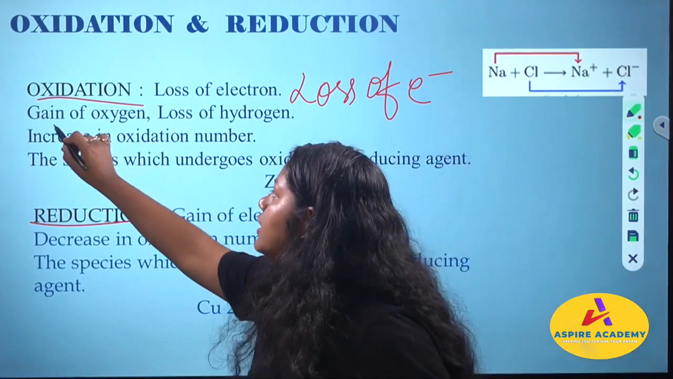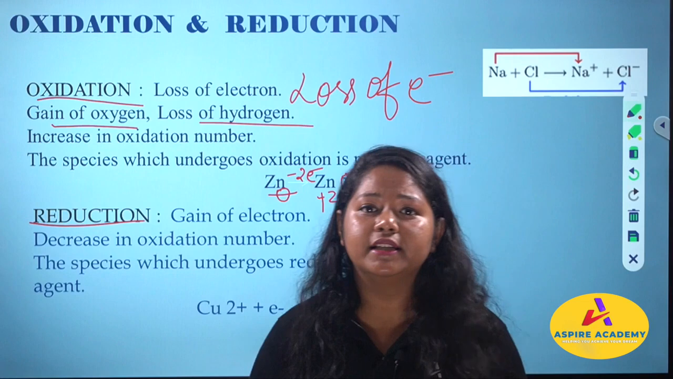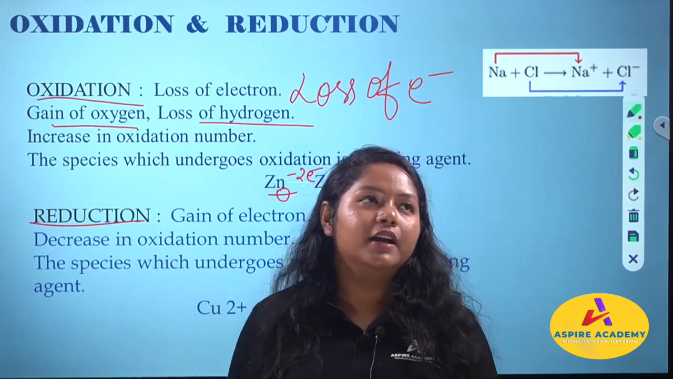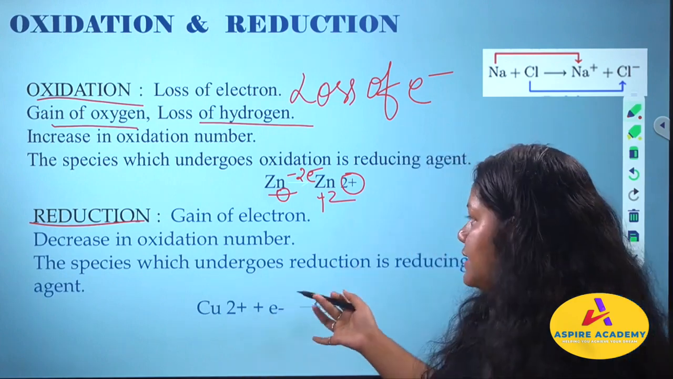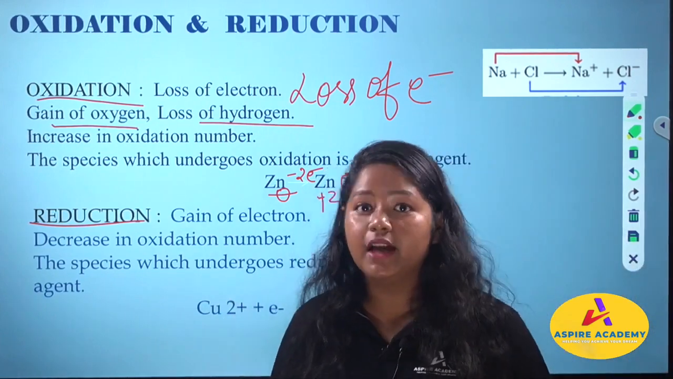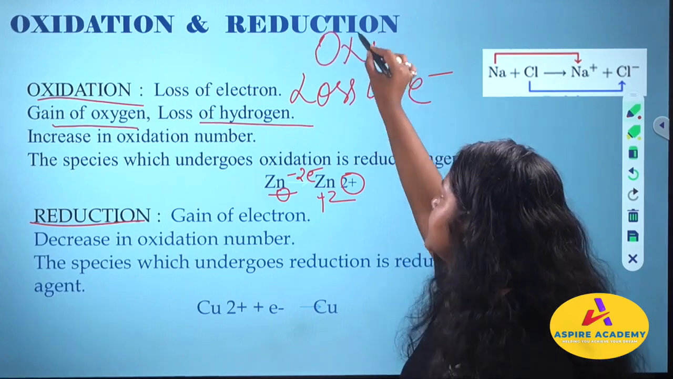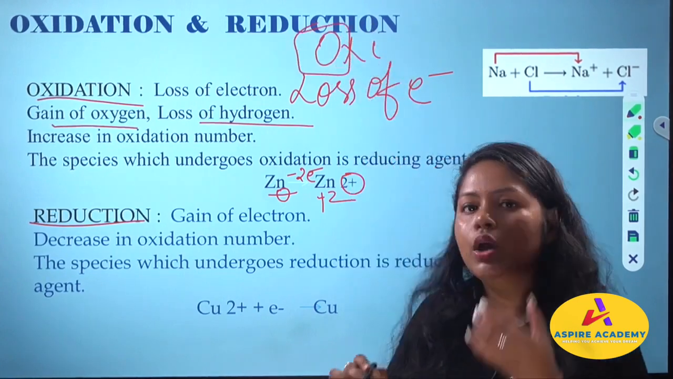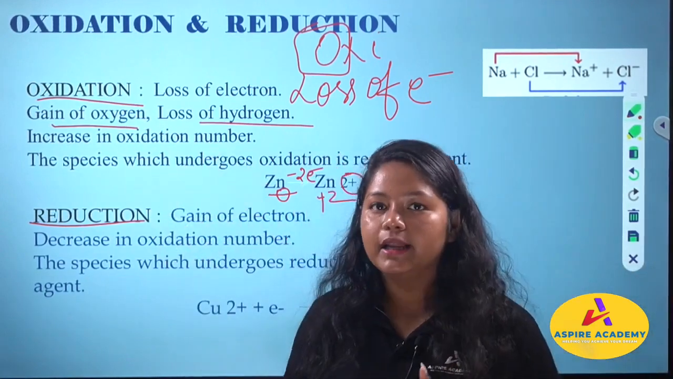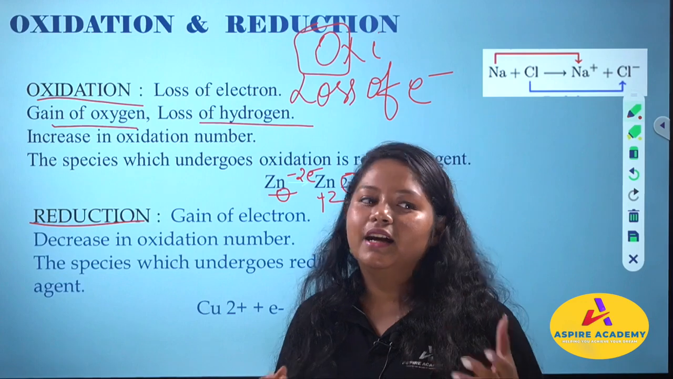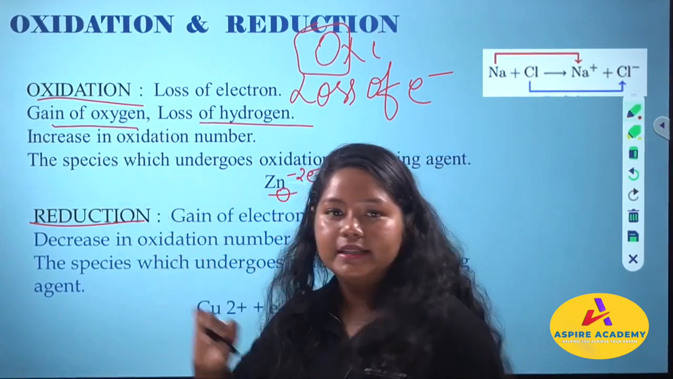Gain of oxygen is oxidation and loss of hydrogen is oxidation. Now, how to remember that gain of oxygen is oxidation and loss of oxygen is reduction? It's very confusing, right? Now, you see oxidation, O-X-I. See the letter O. O is for oxidation, O is for gain. If you want oxygen, you will obviously want the letter O, right? So it is gaining oxygen, right?